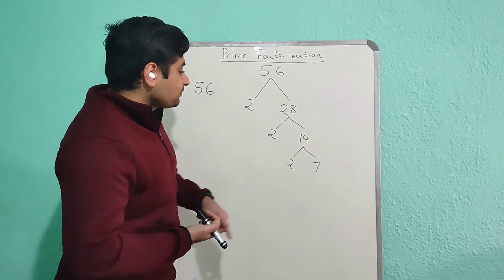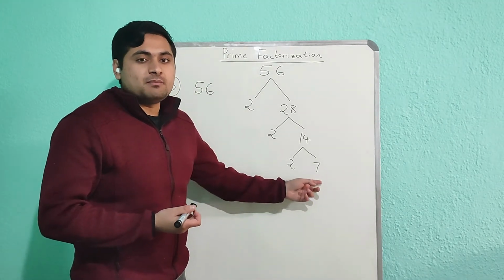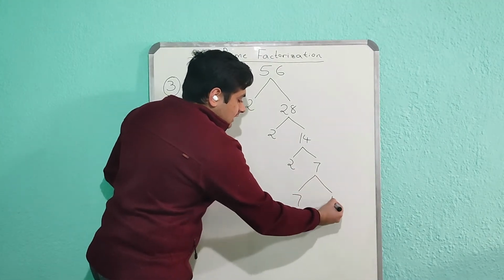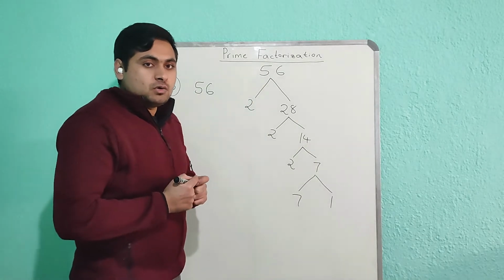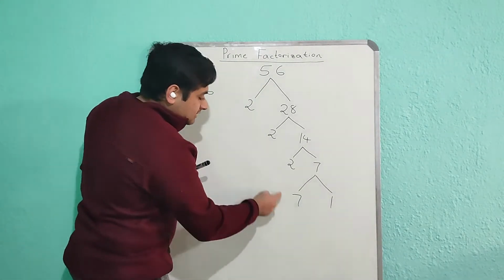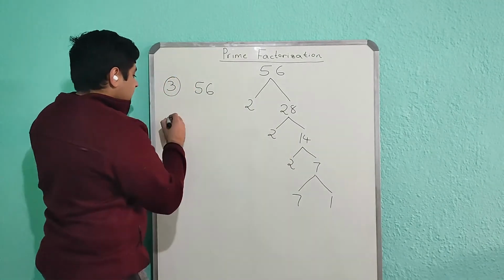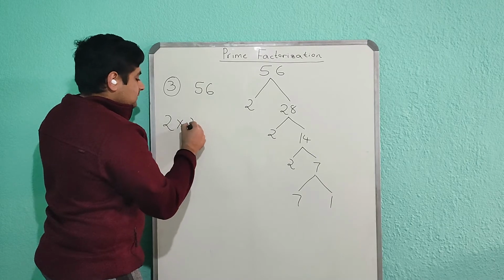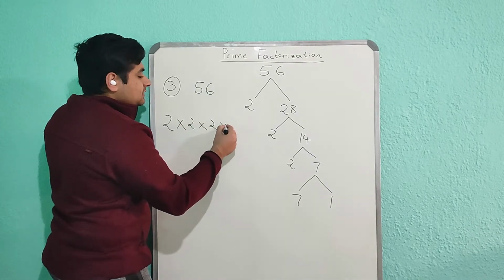So therefore, what do we do? We divide that by 7 itself. If you divide 7 by 7, you get 1. The moment you reach 1, you know that's the end of your prime factors. So what are your prime factors? All the numbers on the left side. Your prime factors are 2. How many 2's do we have? 1, 2, 3. 2 times 2 times 2 times 7.